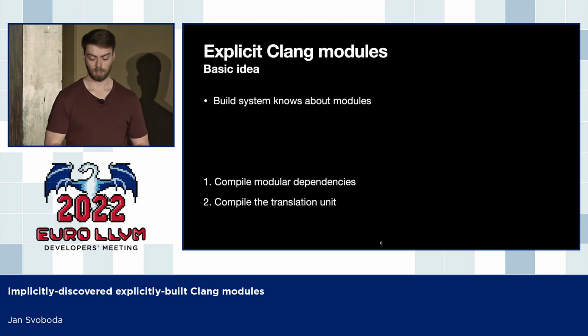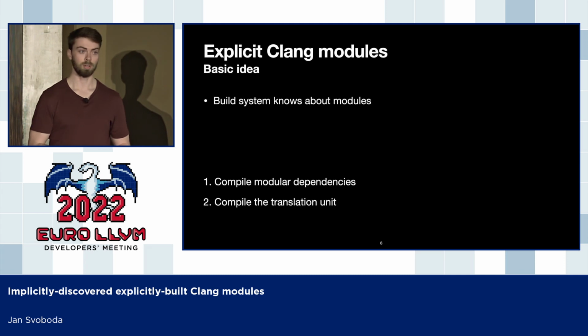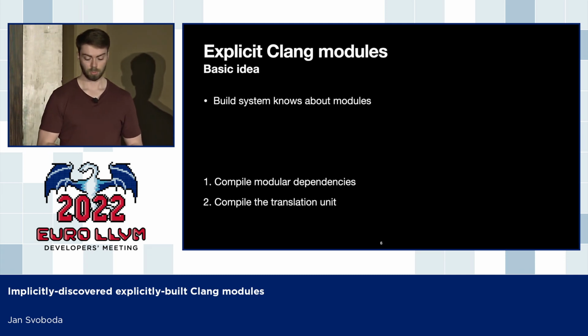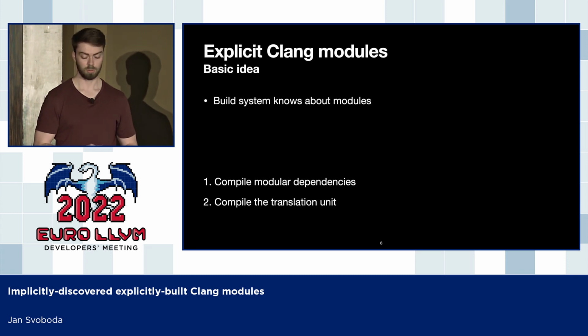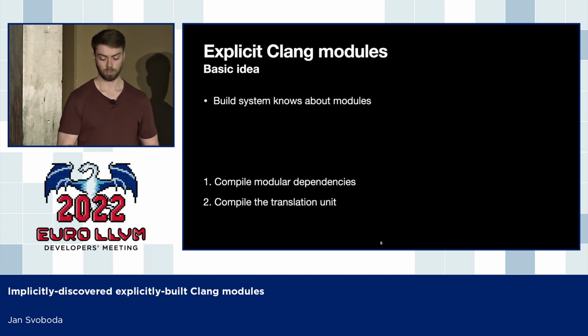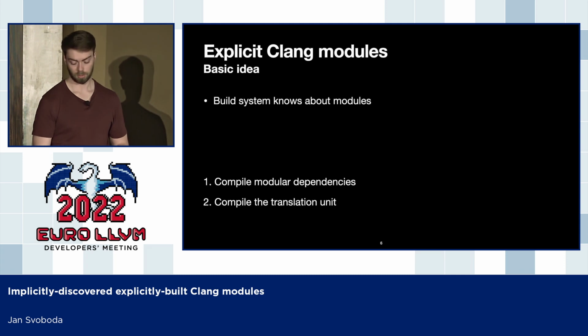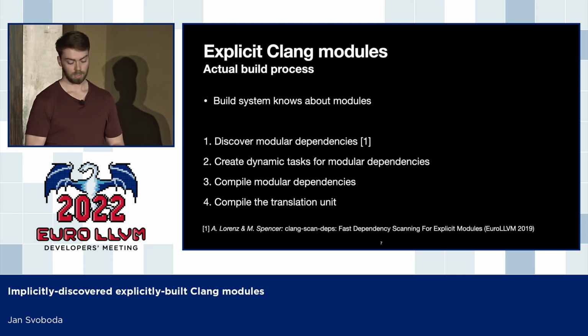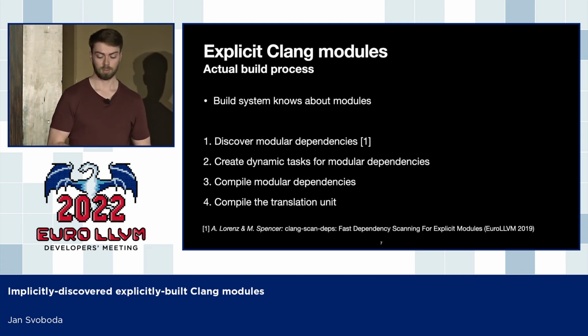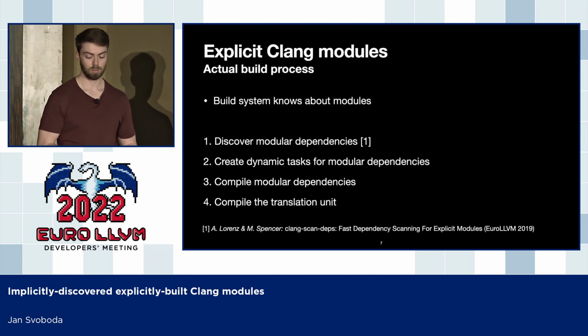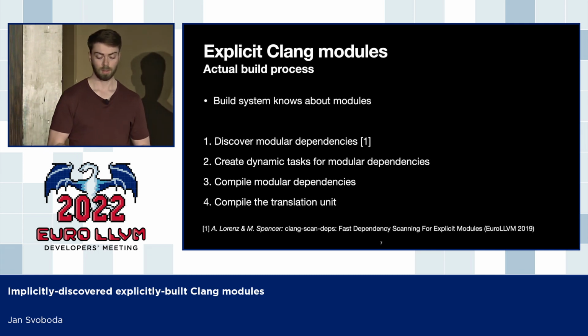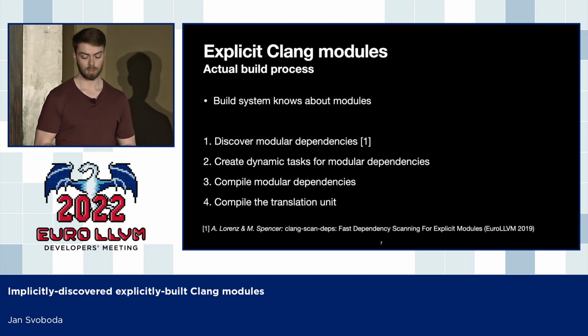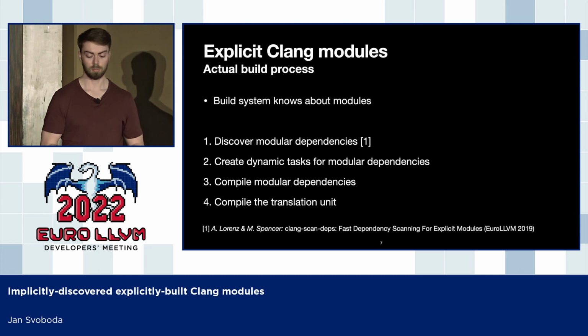The problem is, how do we make the build system aware of modular dependencies? We didn't want our users to manually duplicate the dependency information in the build description, since it's already present in their source code as includes or imports. So we have decided to scan the includes and imports in the source code and learn the structure of modular dependencies that way. To be able to do that efficiently, we have created the fast dependency scanner, which Alex Lorenz and Michael Spencer presented at EuroLLVM 3 years ago.